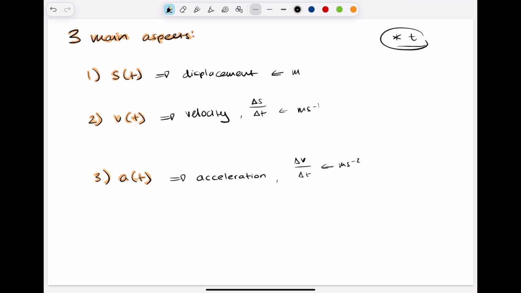And if you're confused about the units, just think that if this is our formula for velocity, then our displacement is measured in meters and our time is measured in seconds. So we're going to have meters per second. And if this is our change in velocity, then this will be meters per second, and again per second, which will be meters per second squared. So this is where the units come from.